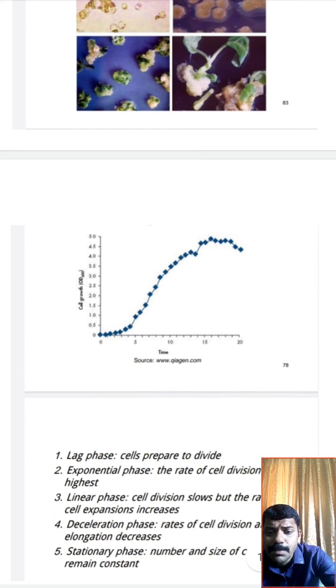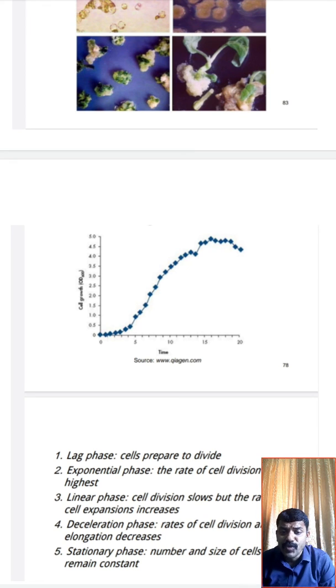Now, this is the most important and the last phase we will discuss. This is the growth curve. On the x-axis you have the time, and on the left you have the growth pattern. So there are 5 phases: lag phase, exponential phase, linear phase, deceleration phase, and stationary phase. The lag phase is the initial starting phase in which the cell or the explant takes its own time to acclimatize, to adjust, to set in the new environment, in the media. That is, cells prepare to divide.